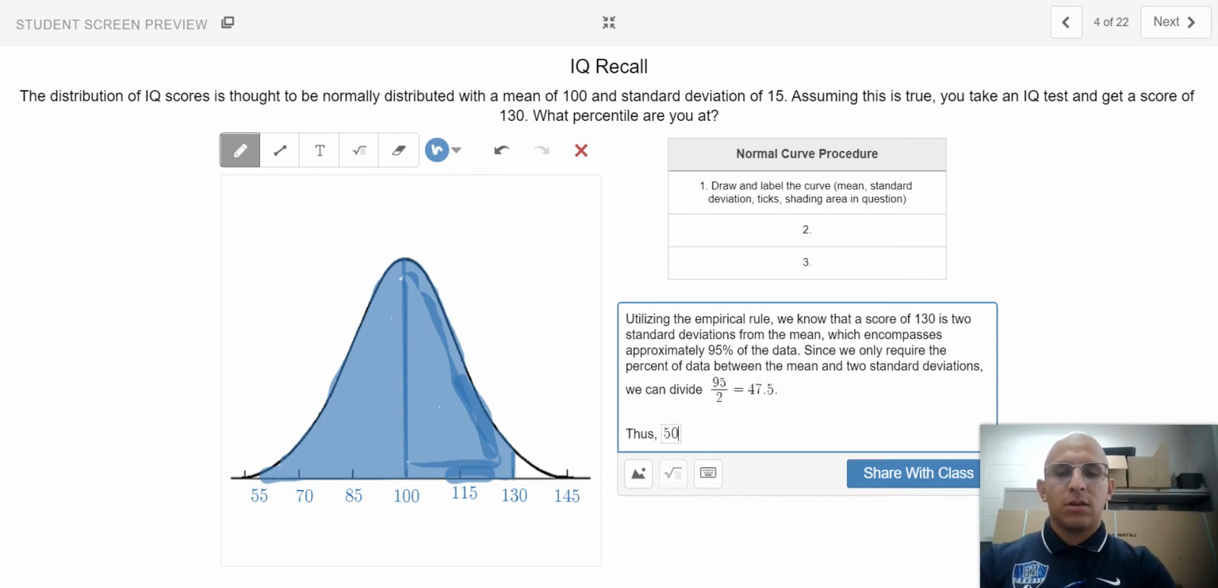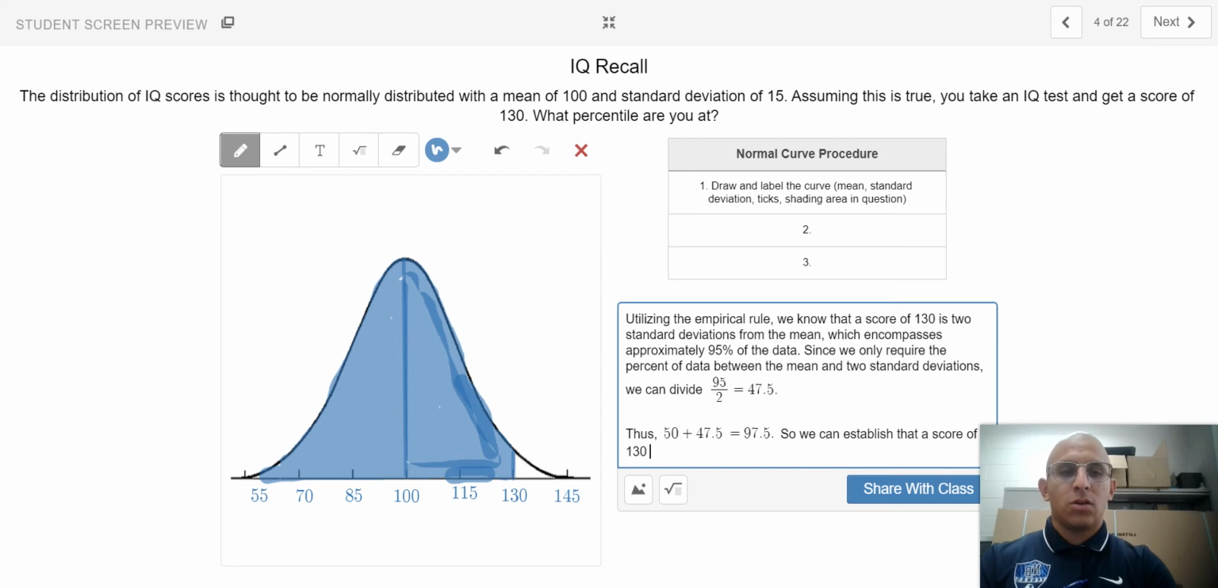Thus, we can say that a score of 130 will place you in the 97.5 percentile.